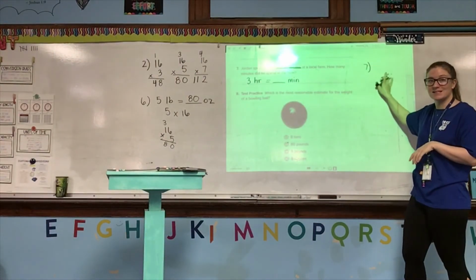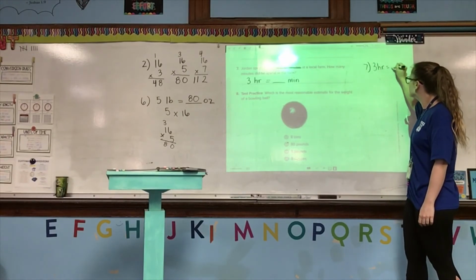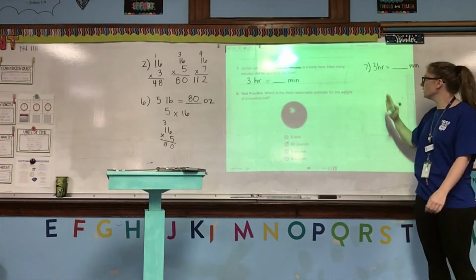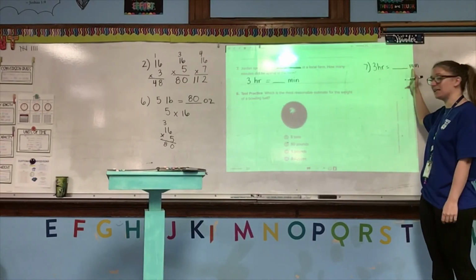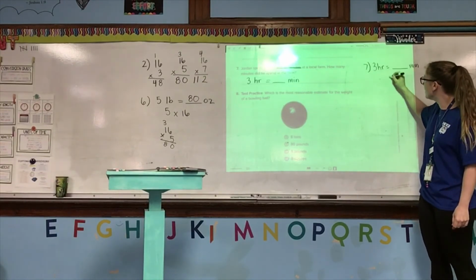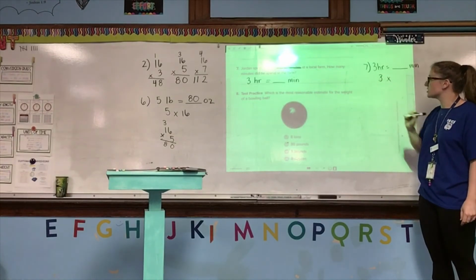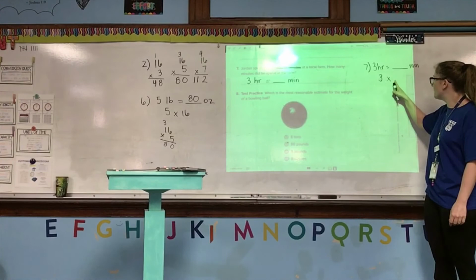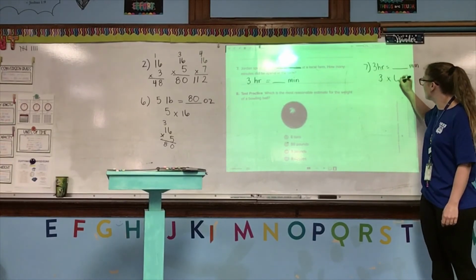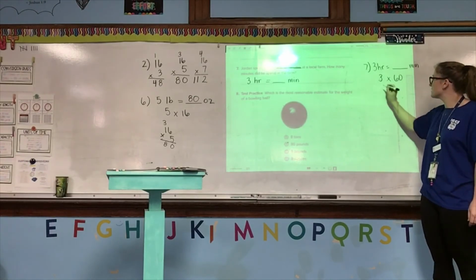So I'm imagining this is my separate sheet of paper, and I've got 3 hours equals some minutes. Well, I know hours are bigger than minutes, and they are right next to each other on our time chart, so that means I'm going to be multiplying. I start with what I know, which is 3 hours, and then I'm going to multiply not by the number of hours in an hour, but the number of minutes in an hour, which is 60. I can use basic facts and patterns to solve this.